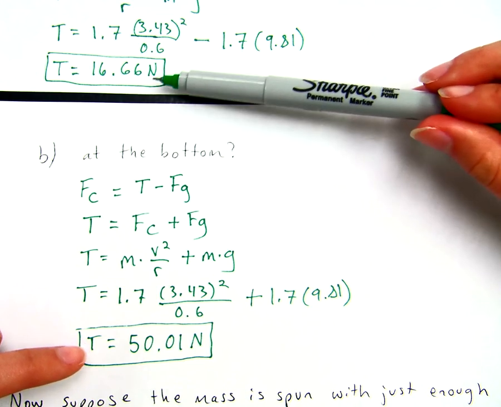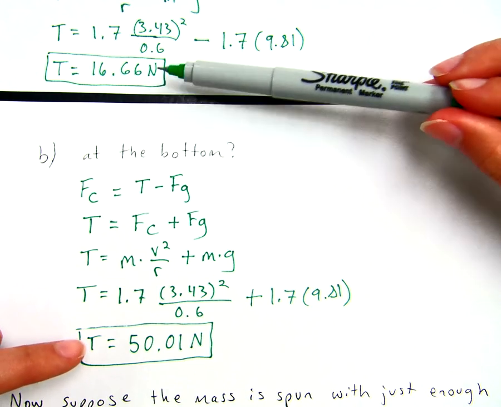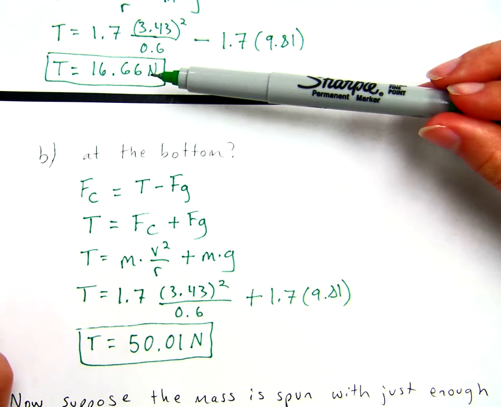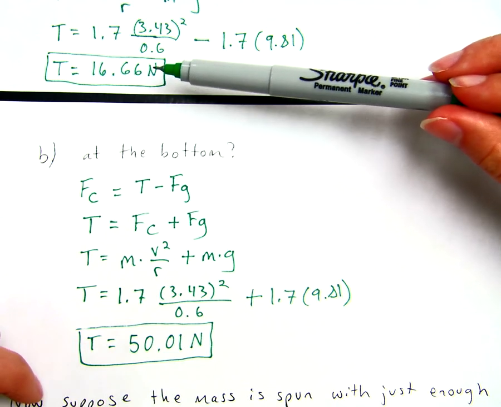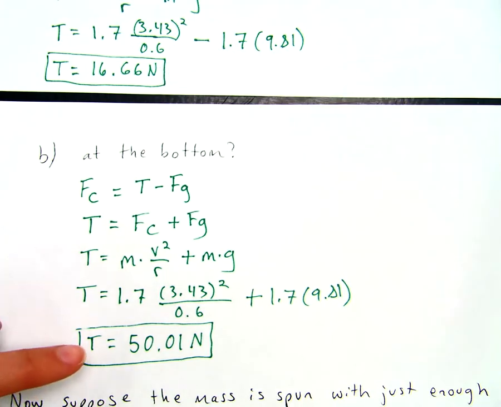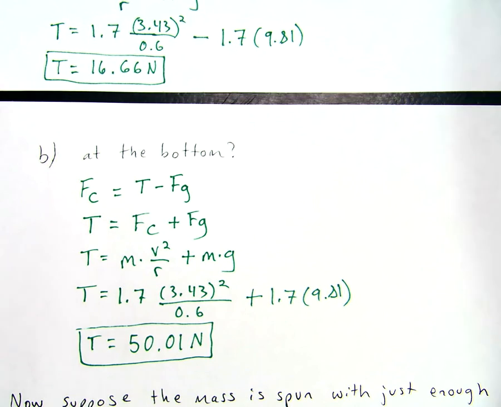Well, at the top, gravity is helping you make that directional change. Gravity is assisting you in your centripetal force. At the bottom of the path, though, gravity is working against you. Gravity wants to pull the object down while the tension has to work harder to pull it up to make that directional change. So that's a good sanity check, something just to look at and notice.